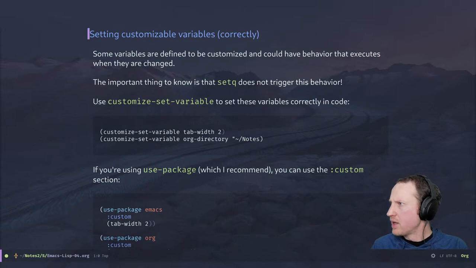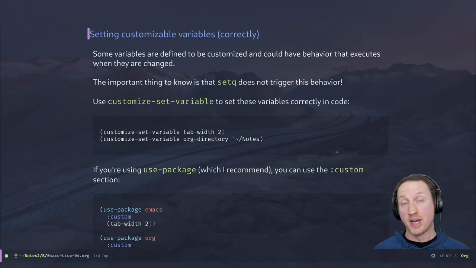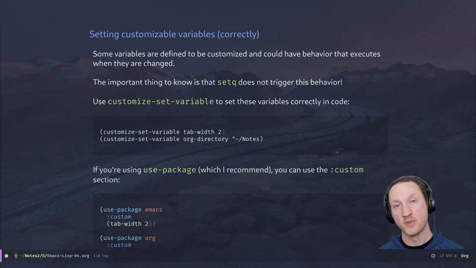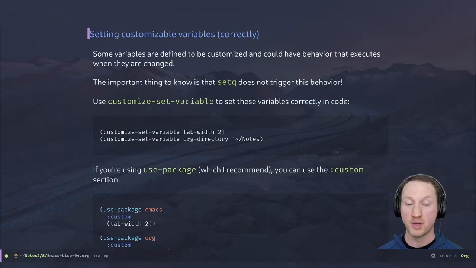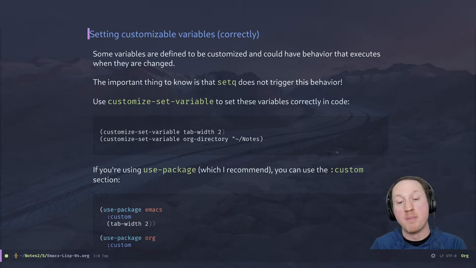Let's talk about setting custom variables correctly, because it's actually not as easy as you think. I mean, sure, you can just use setq and set the value of a custom variable, but in some cases, whenever these variables have set functions, they will not be invoked whenever you use setq. So there is a different function you need to use to make sure that this actually happens, and that is the customize-set-variable function.